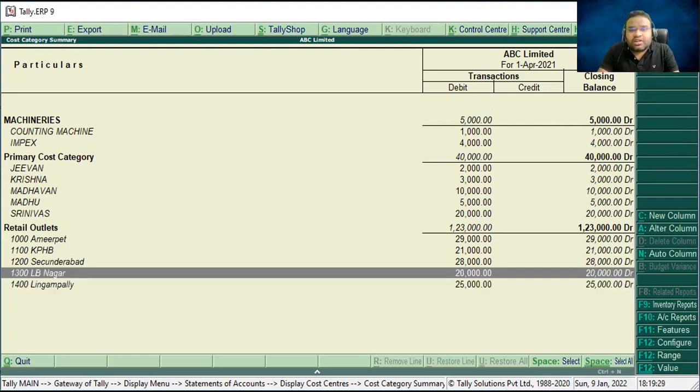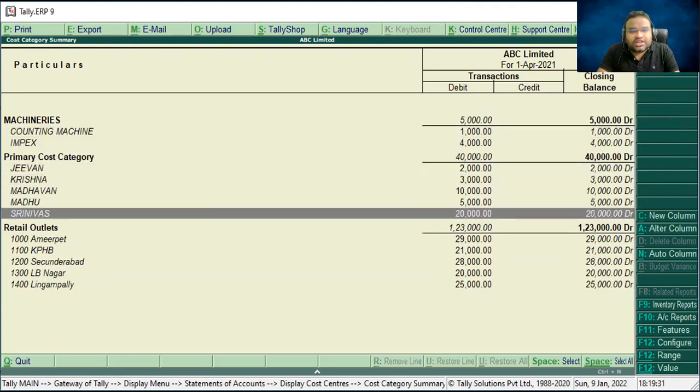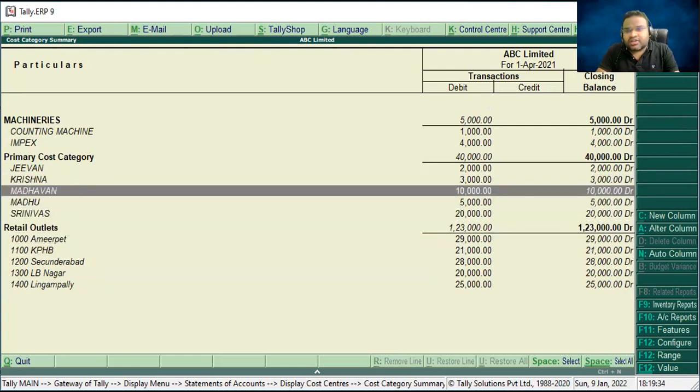Okay. Now, for example, I kept each one as one cost center, and I try to understand what is the total cost incurred.